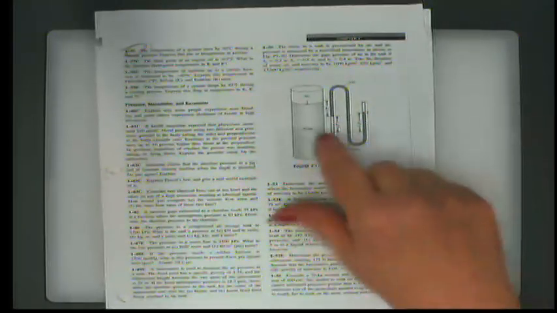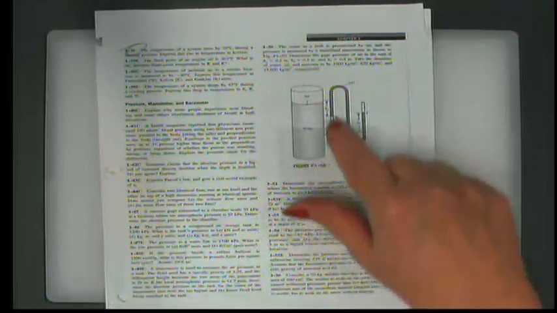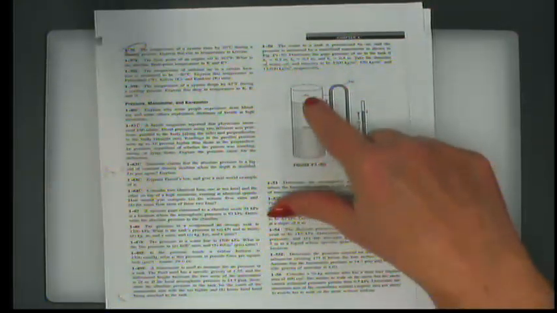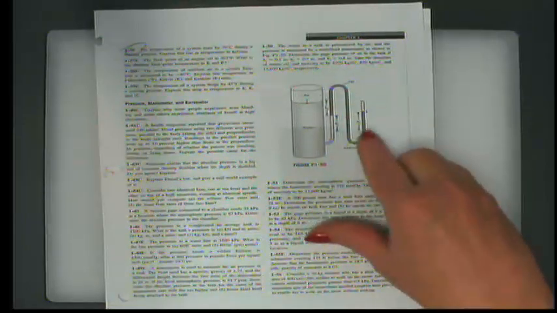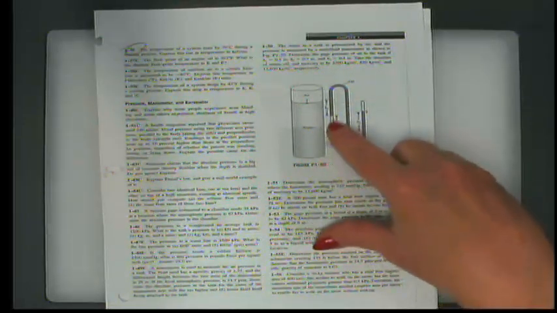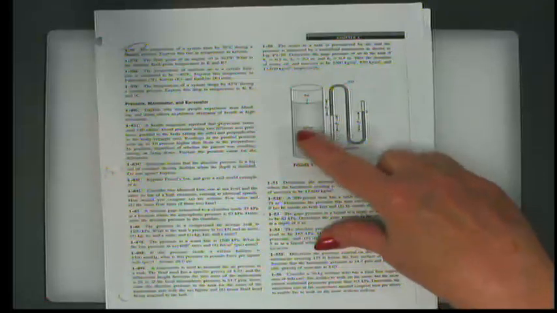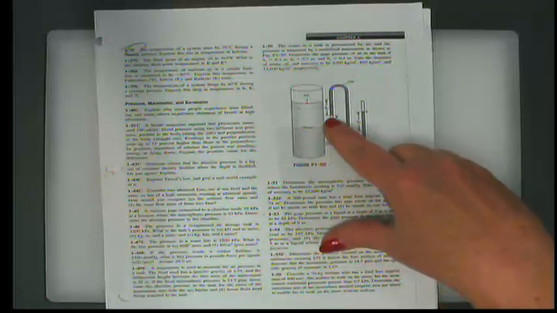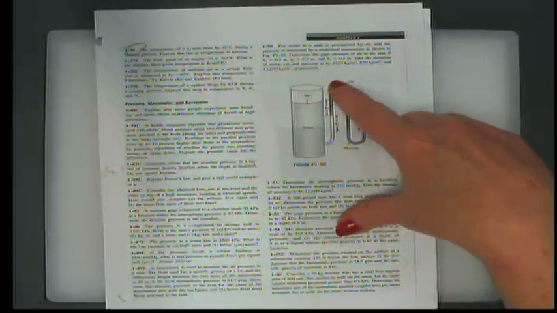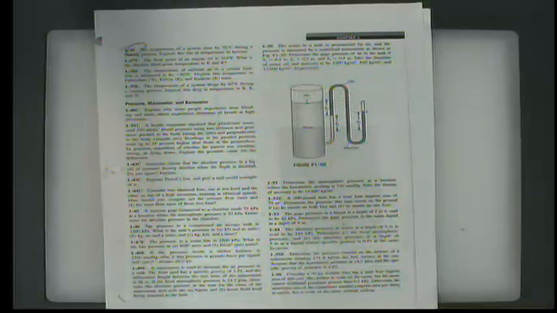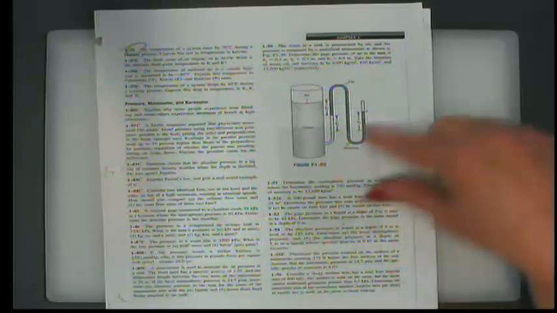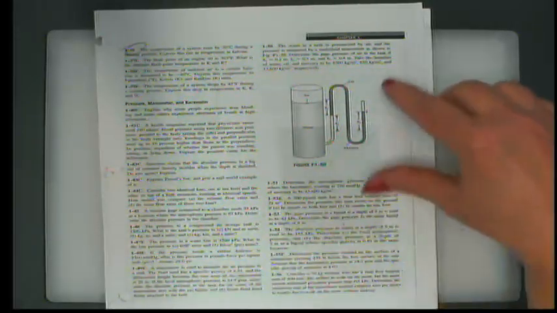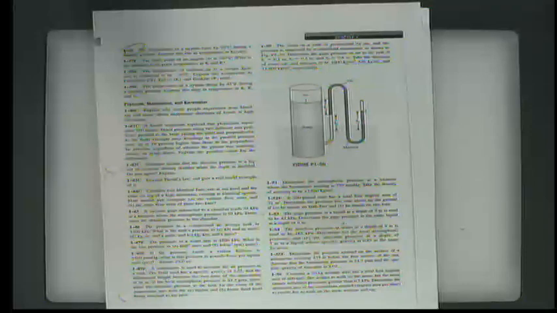To take a look at the problem in the textbook, the water in the tank is pressurized by air, and the pressure is measured by this multi-fluid manometer, where this stem would be water, of course, because the water is being pushed up by the pressure. Then we have a height of a column of oil, and a height of a column of mercury, and at point 2, we are open to the atmosphere.